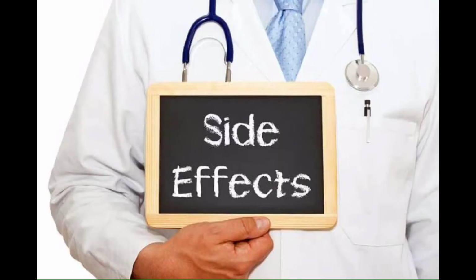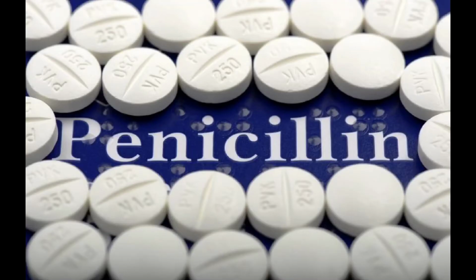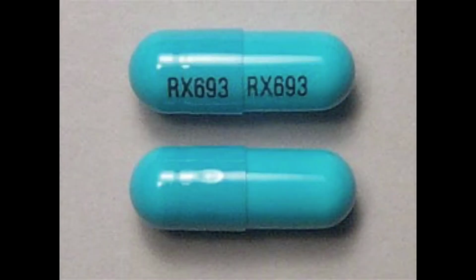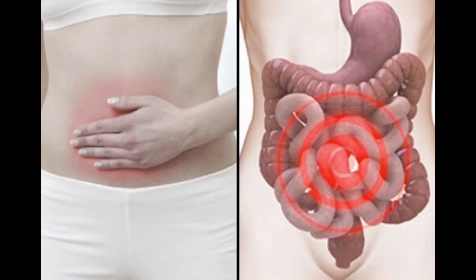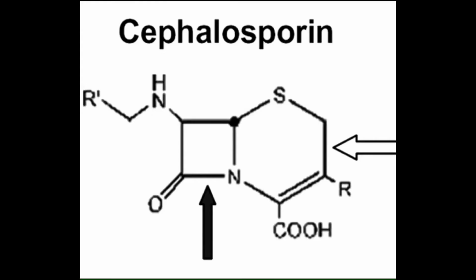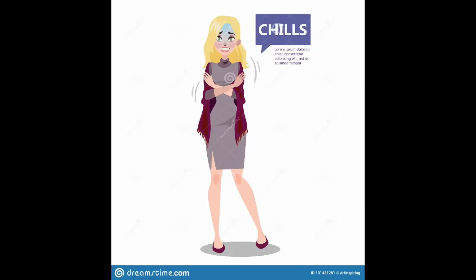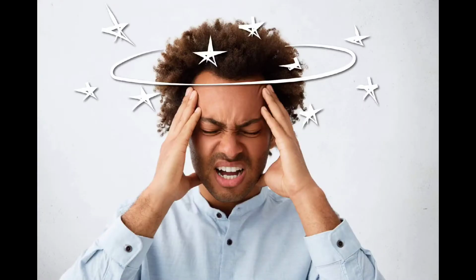Even though these medications or treatments may help you, there could be potential side effects you should know about. For penicillin, anemia or seizure. For clindamycin, abdominal pain or rashes. For cephalosporin, nausea, black hairy tongue, chills, or dizziness.